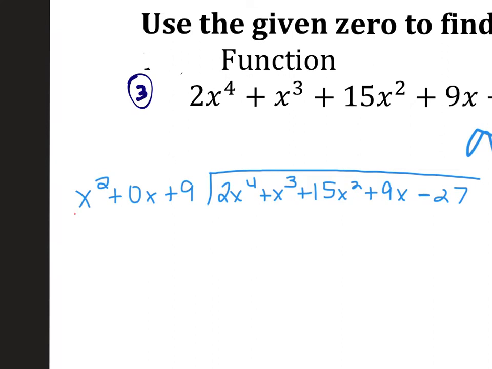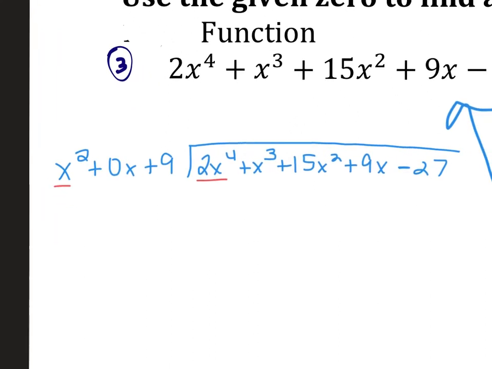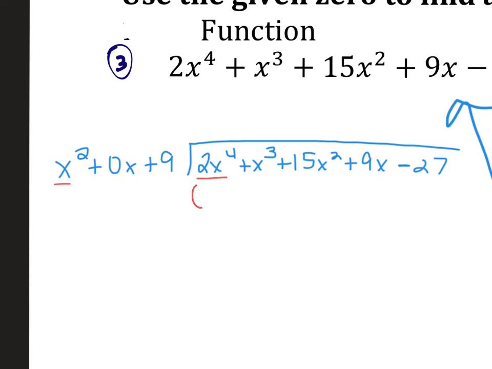And you got to just be careful. X squared into 2x to the 4th. Well, that would be 2x squared. So get your division ready. Your multiplication ready before you subtract. So I say 2x squared times x squared is 2x to the 4th. 2x squared times 0x is 0x cubed. And then 2x squared times 9 is plus 18x squared.